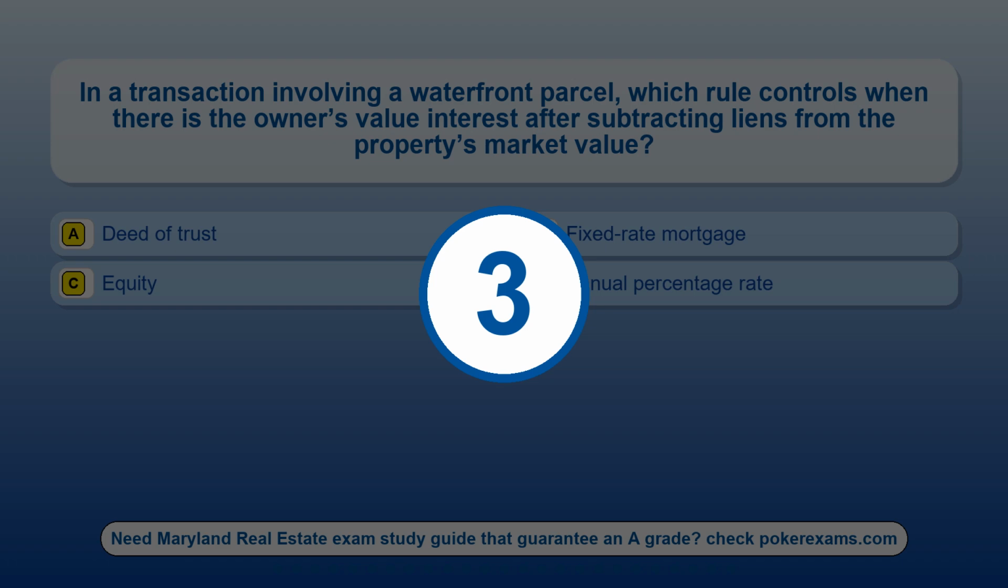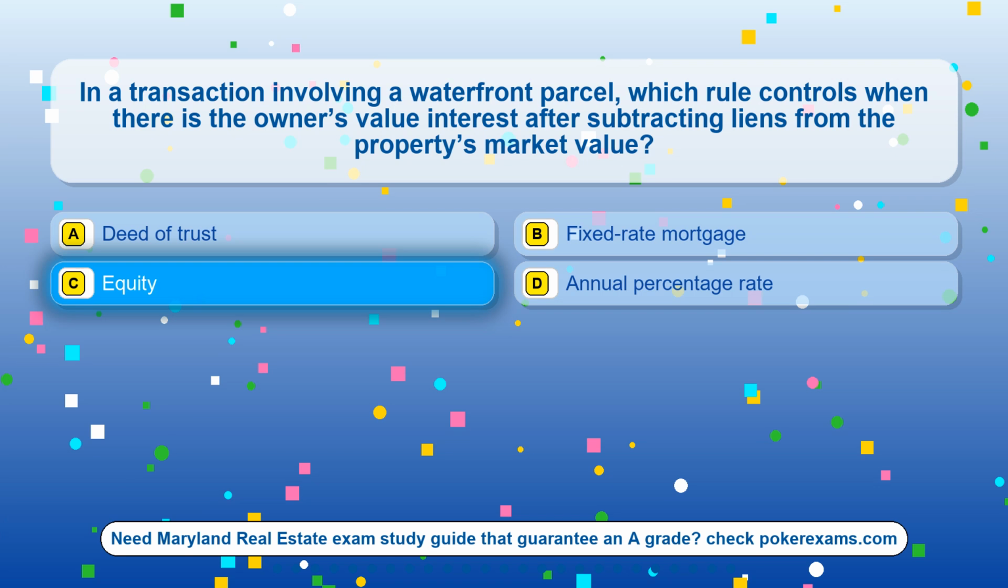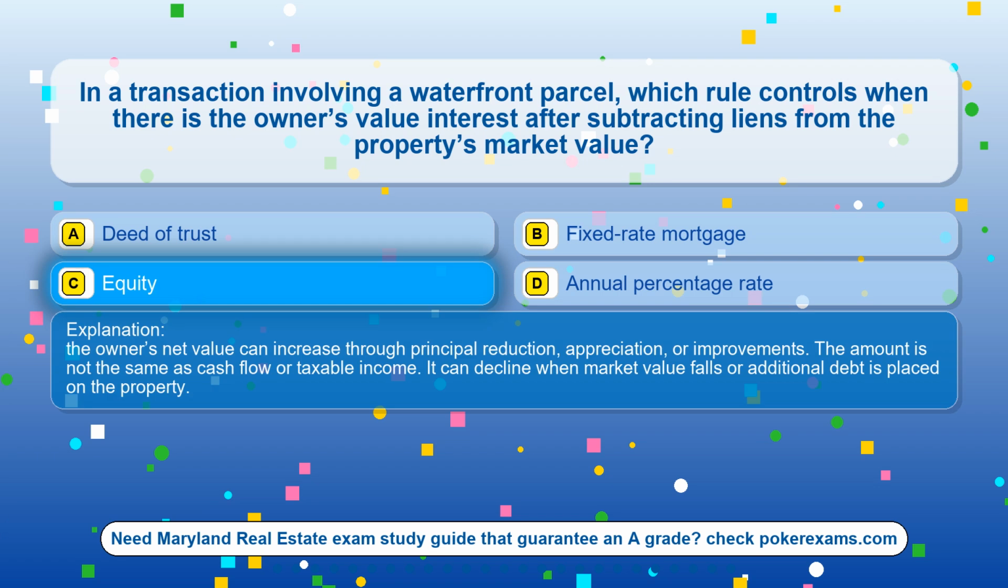The correct answer is option C, Equity. The owner's net value can increase through principal reduction, appreciation, or improvements. The amount is not the same as cash flow or taxable income. It can decline when market value falls or additional debt is placed on the property.